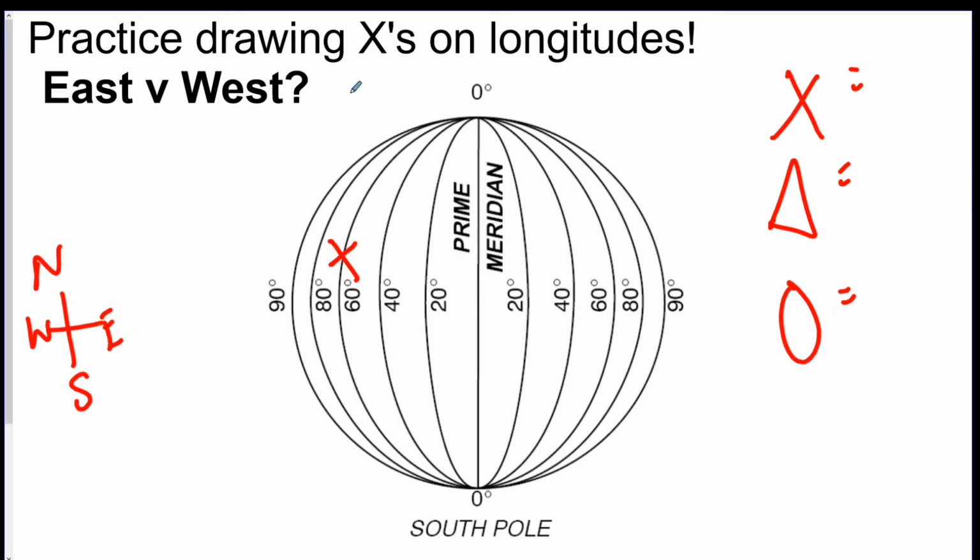Longitudes are always east and west. So did I go east of the prime meridian, or did I go west of the prime meridian to get that x? Well, it's to the west. How many degrees west? 60. There you go, 60 degrees west. So now you're going to do the triangle. Let's do the triangle here.